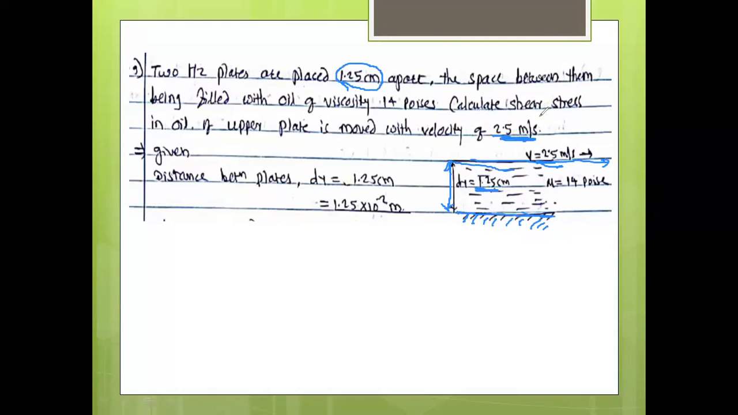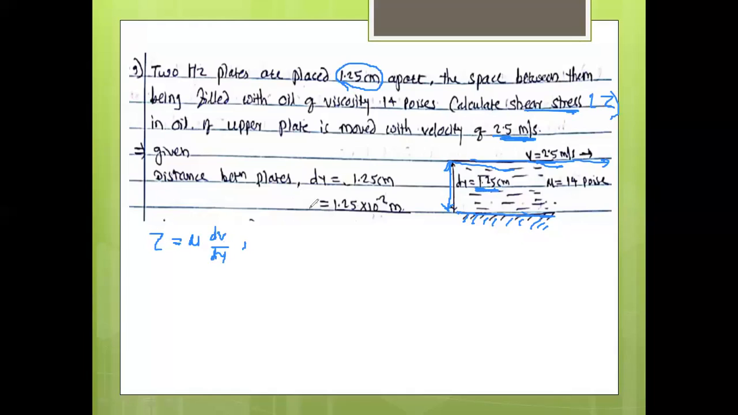Here it is asked to find out the shear stress, that is the value of tau. So we need to find the value of tau. To find it, we have the equation tau is equal to mu into du or dv by dy. Okay, this is the equation.